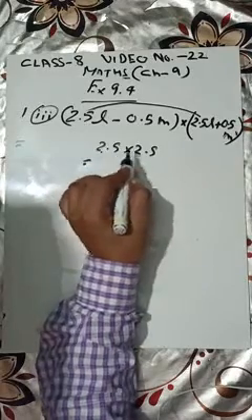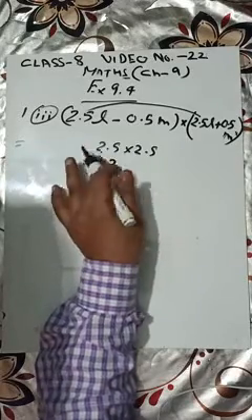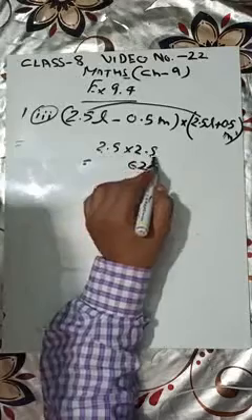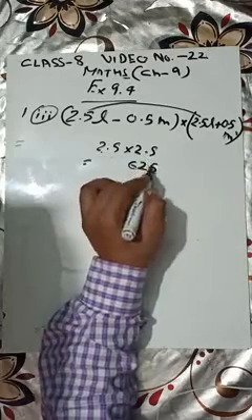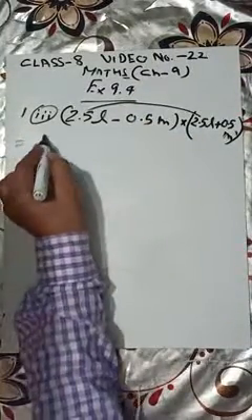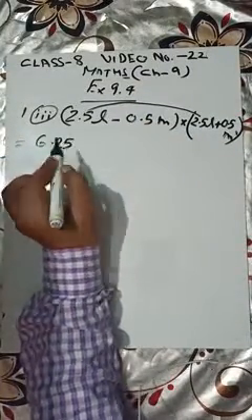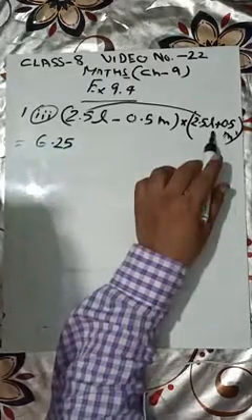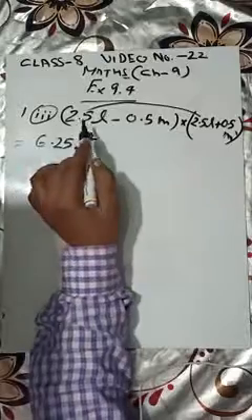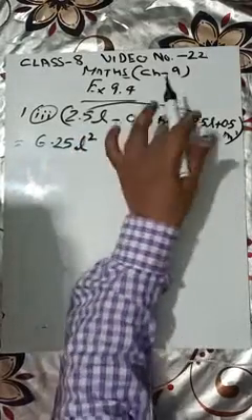25 into 25 is what? It is 625. Now how many decimal places are there? 2. So put it, it is what? 6.25. So here you can write 6.25. Now this l is going to multiply with this l. It will be l square. Now it's time for this to multiply with this.